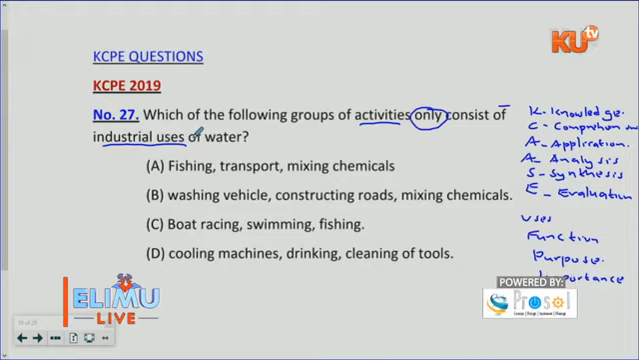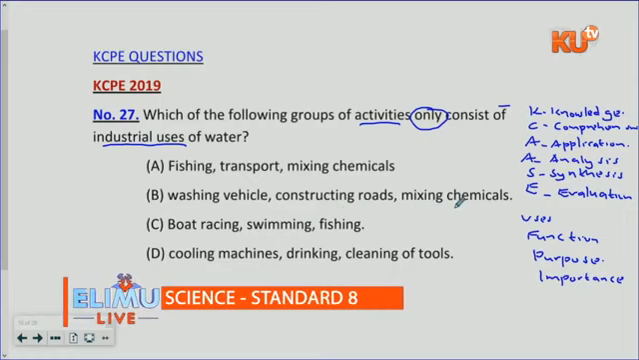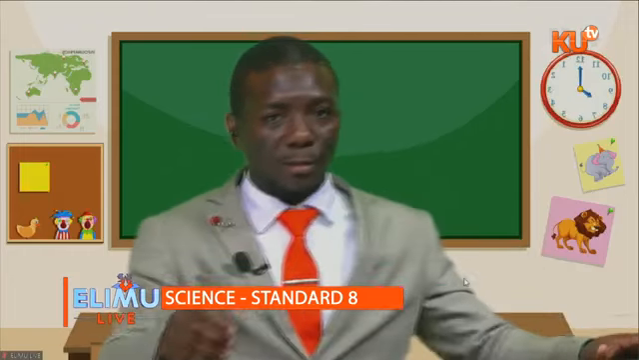Industrial uses of water. And then if you look at choice A, they said fishing, transport, mixing chemicals. Choice B, they wrote washing vehicle, constructing roads, and then you have got mixing chemicals. Choice C, they placed boat racing, swimming, fishing. Choice D, we have got cooling machines, drinking, cleaning of tools. This question appears very simple.